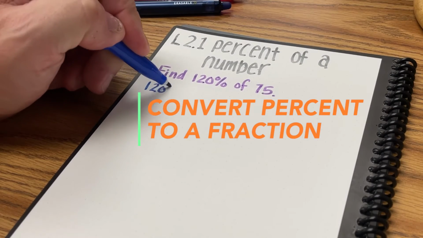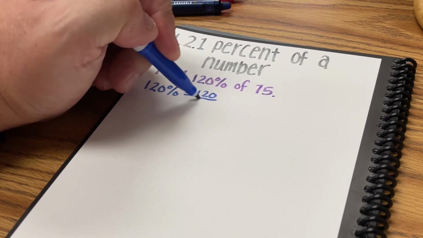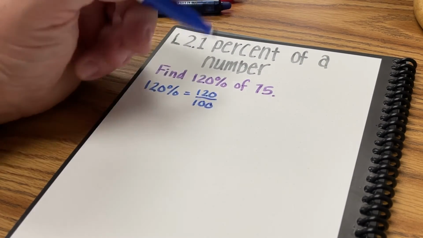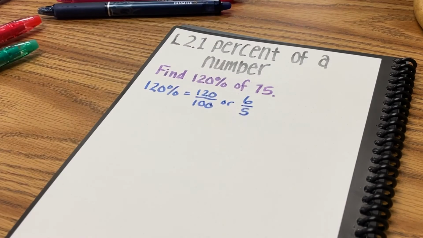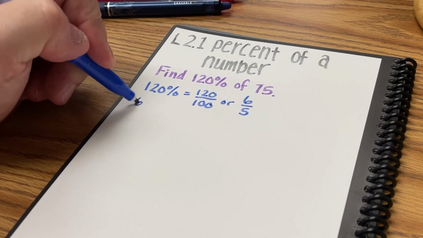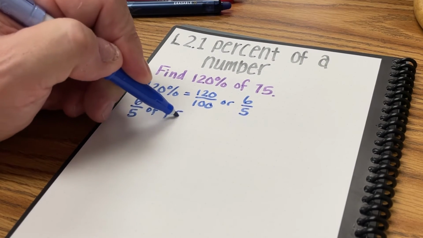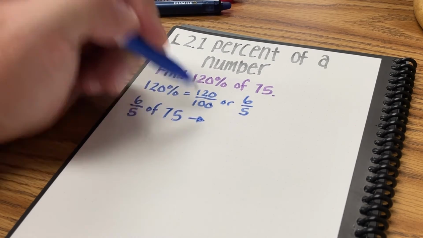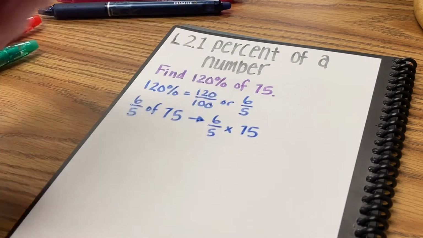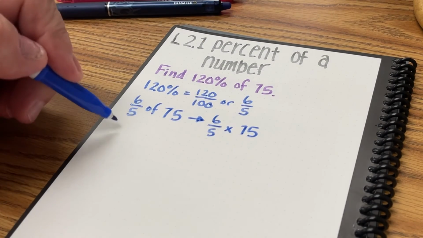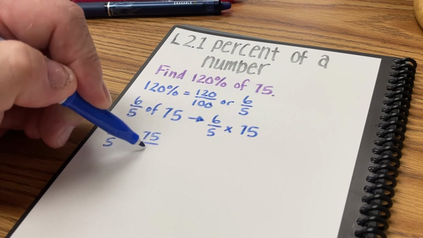So this time I have a percent that is greater than 100, so I can think of 120% as 120 over 100. Now if I simplify that by dividing both the numerator and the denominator by 20, I get 6 over 5. So now I have 6/5 of 75, which is the same thing as 6/5 times 75. I'll rewrite this as 6/5 times 75/1.